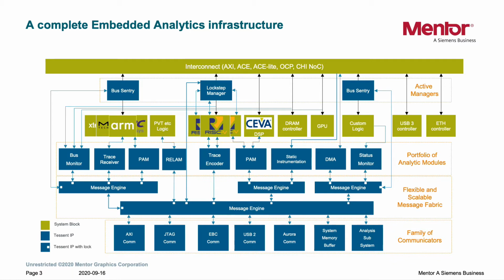The analytics modules also include processor-specific IPs. The Processor Analytic Module, or PAM, provides an interface to a CPU's debug module for the purposes of debug and run control, and the trace encoder for program trace.